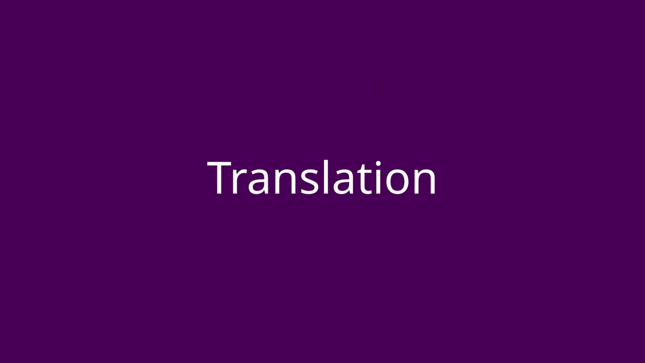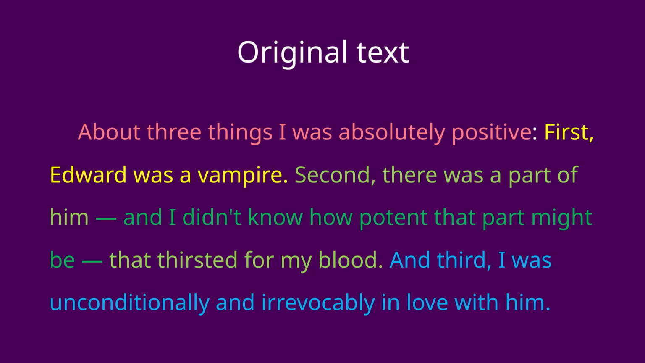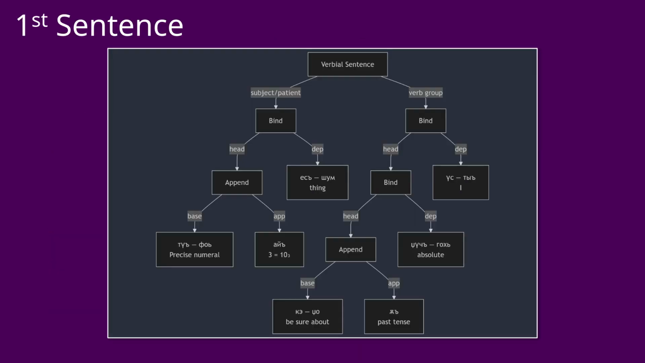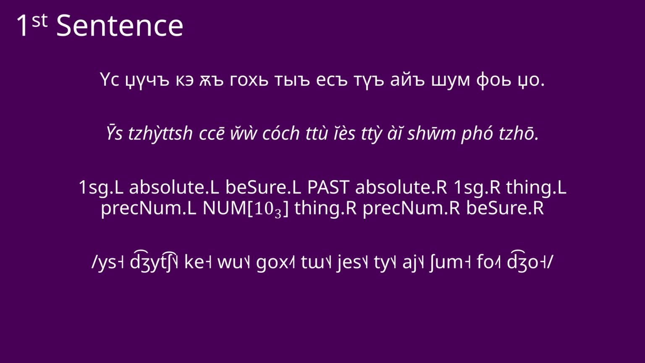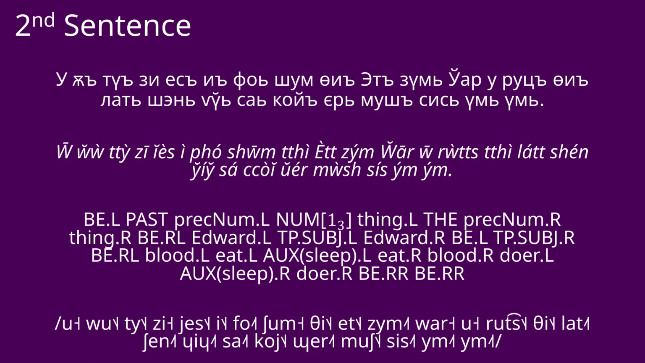Now we finally got to the translation part. Here's the original text. It has 4 main sentences and a parenthesis. Let's simplify it a bit and we get this. Here's the syntax tree for the first sentence. As a formula, it looks like this. The first sentence is read this way. Here's the syntax tree of the second sentence. It's surely larger than the previous tree. And here's how it sounds.